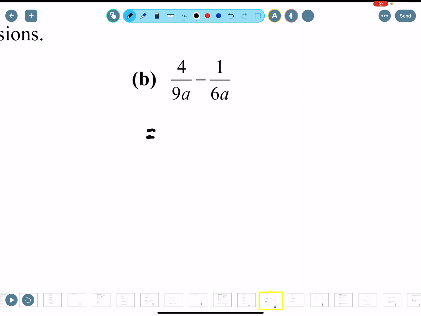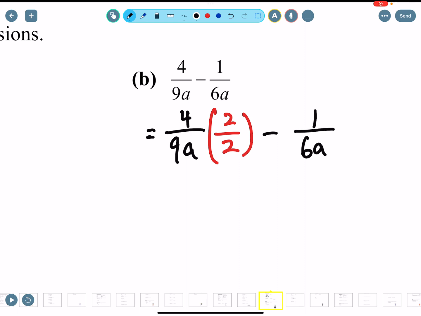Next, let's see, you can go for 9 times 6, 6 times 9. I can think of another one, let's see, can we think of another one? 9, 18, we can go for 18 actually. So 4 over 9a. 9 can be changed to 18, so it's just times 2, up and down. Minus 1 over 6a. 6 can also be changed to 18 by multiplying 3, up and down. So make sure it's up and down, multiplying.